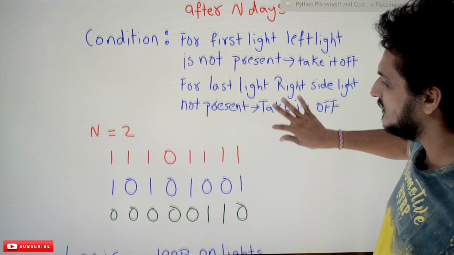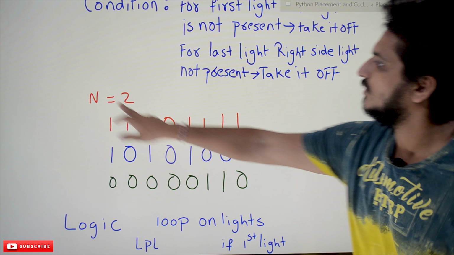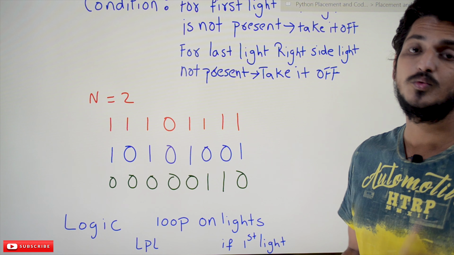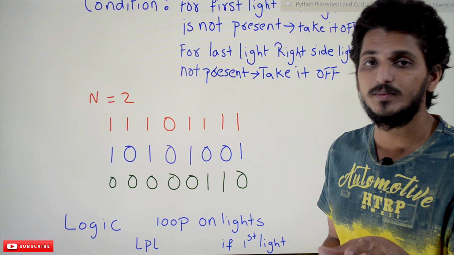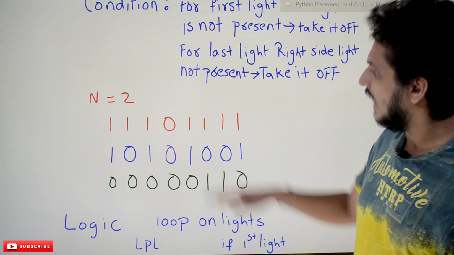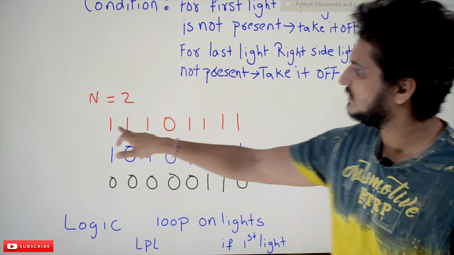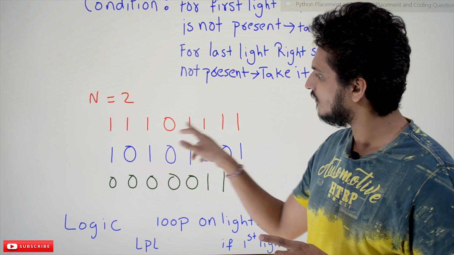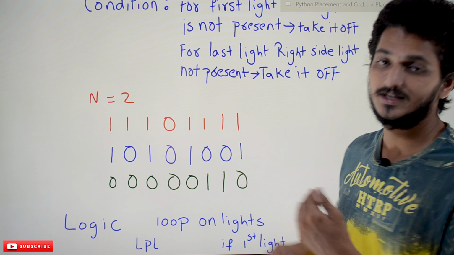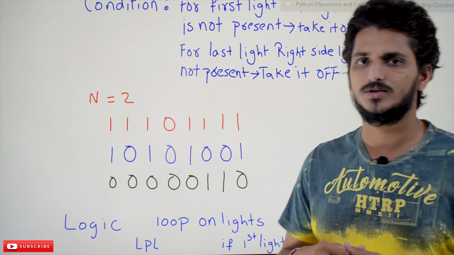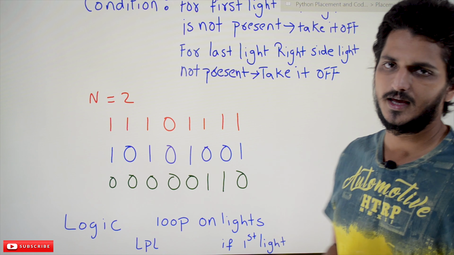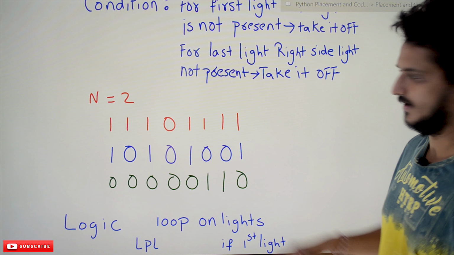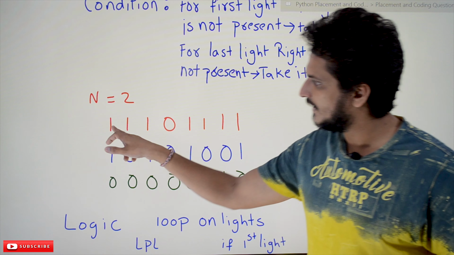Take the example. Here n is equal to 2, which means after 2 days, how will the lights be? That is what you have to output. The input is taken as the first light is 1, meaning on, second light is 1, meaning on, then off, on, and so on. This is the input taken from the user, along with the number of days.